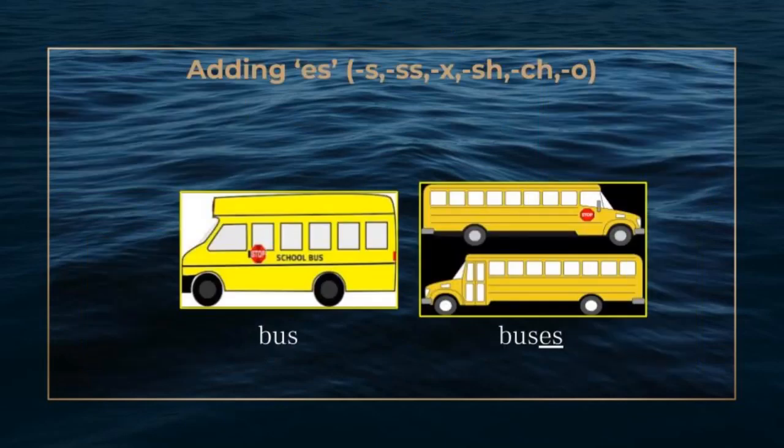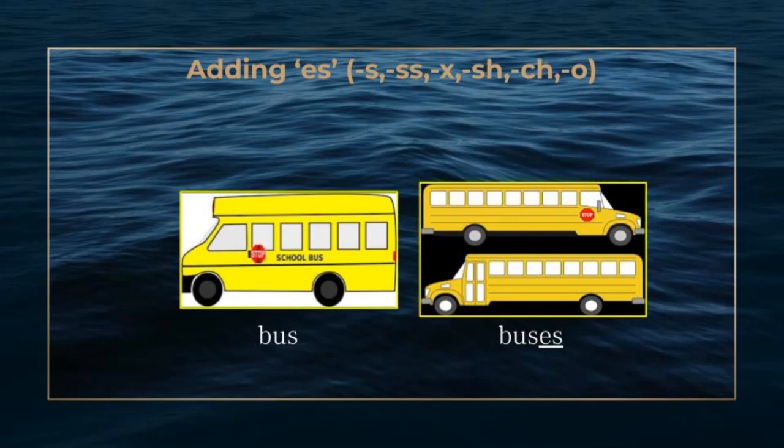Students, now we are going to see the second rule, that is adding es. Students, if a singular noun ends in the letter s, ss, x, sh, ch or o, we have to add es to make that noun plural. Okay, students, look at the given picture.